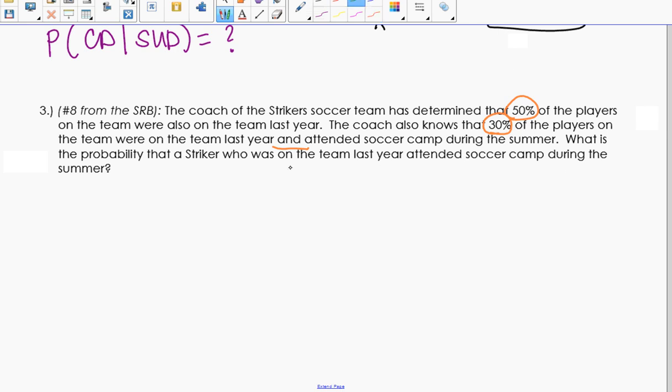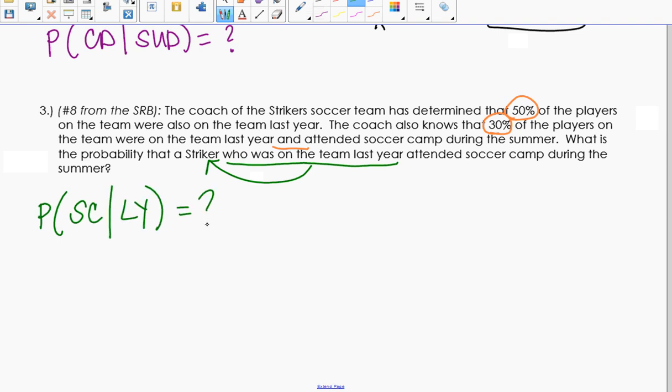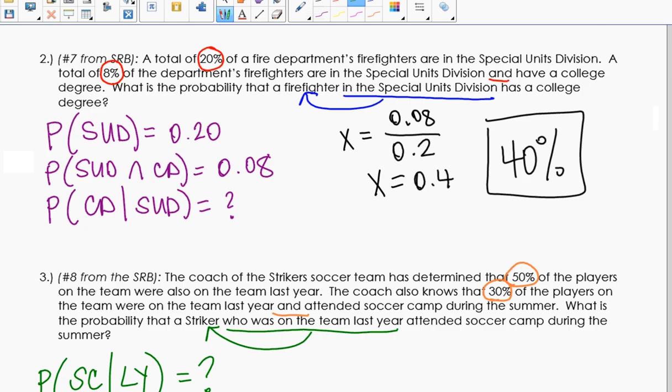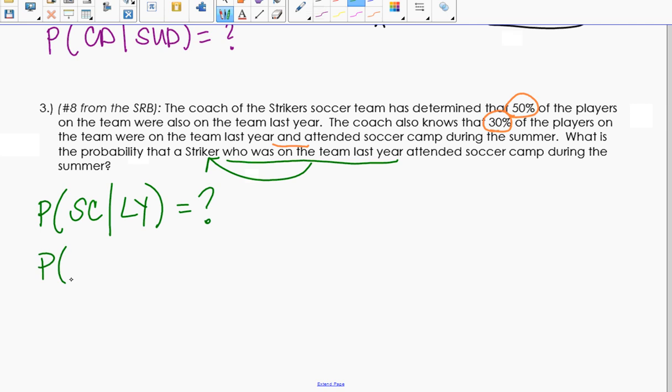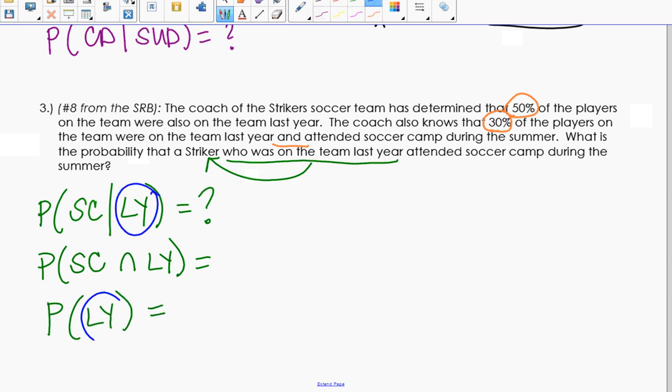So again, they're describing what's the probability of the striker who was on the team last year. That's describing the striker attended soccer camp during the summer. So they're looking for the probability that you went to soccer camp knowing you were on the team last year. That's what they're looking for. Okay. Now this will help build our probabilities. If you think about your formula, the two things we need are the probability of soccer camp and last year and the probability of last year, because remember, this is your denominator because it's your sample space.